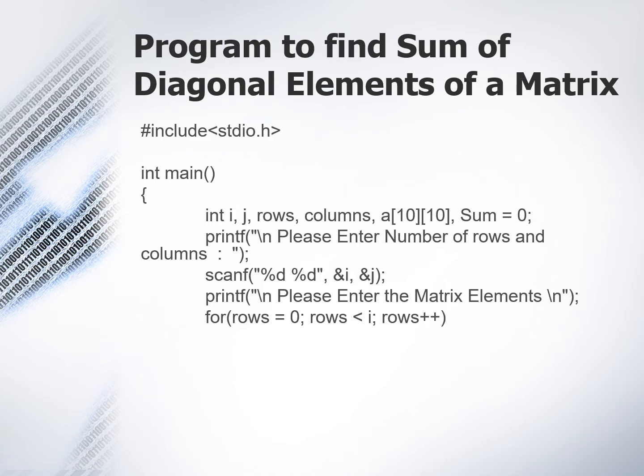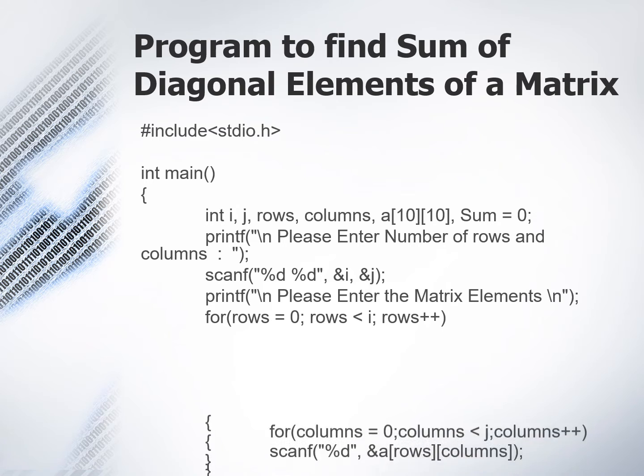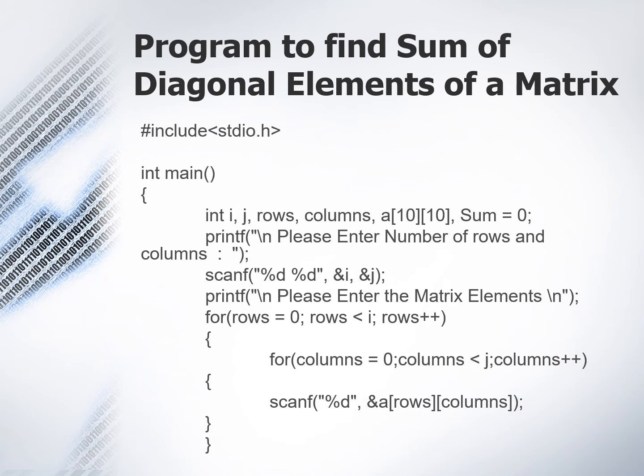Now there is a for loop for rows equals 0, rows less than i, rows plus plus. And then we have again a nested for loop for columns equals 0, columns less than j, and columns plus plus. And this scanf statement will take the input one by one for the A matrix, and the element will be &a[rows][columns].